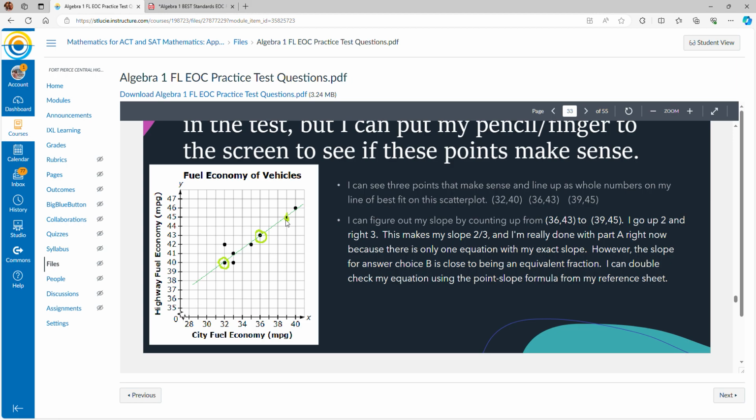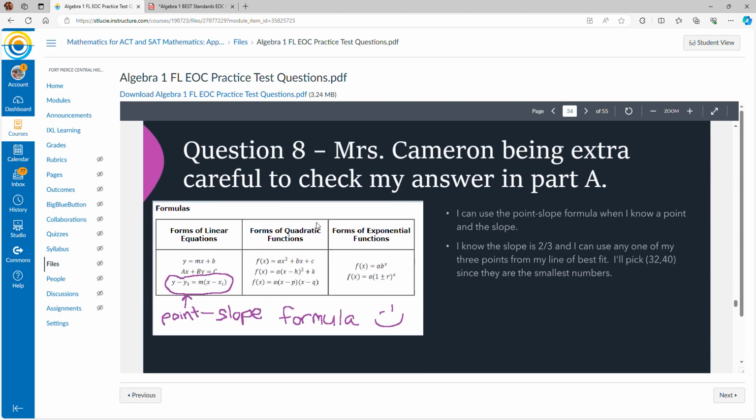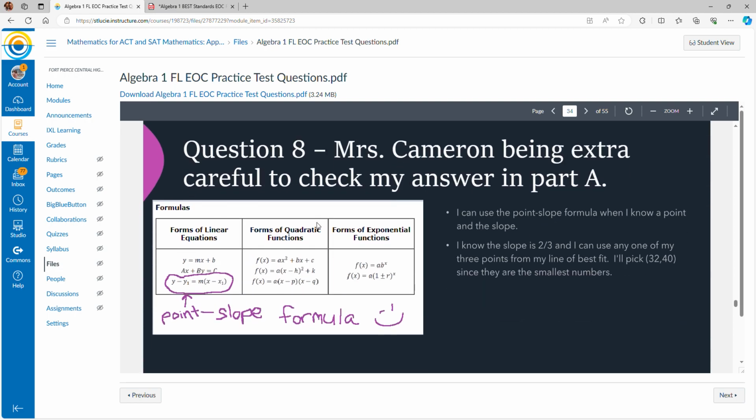And I'm really done with part A right now because there's only one equation with my exact slope. However, the slope for answer choice B is close to being an equivalent fraction, so I can double check my equation using the point-slope formula from my reference sheet. So here's Mrs. Cameron being extra careful to check my answer in part A. There's my point-slope formula for a linear equation. And since I know that the slope is 2/3, I can pick any one of my 3 points from my line of best fit, and I chose (32, 40) since those were the smallest numbers.